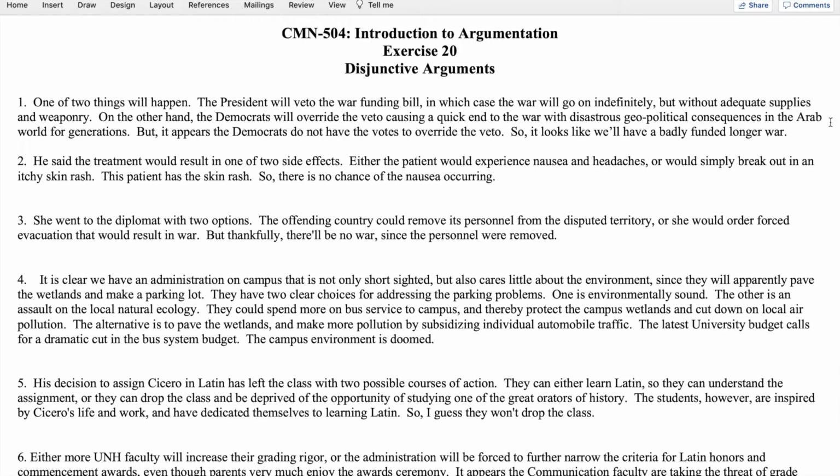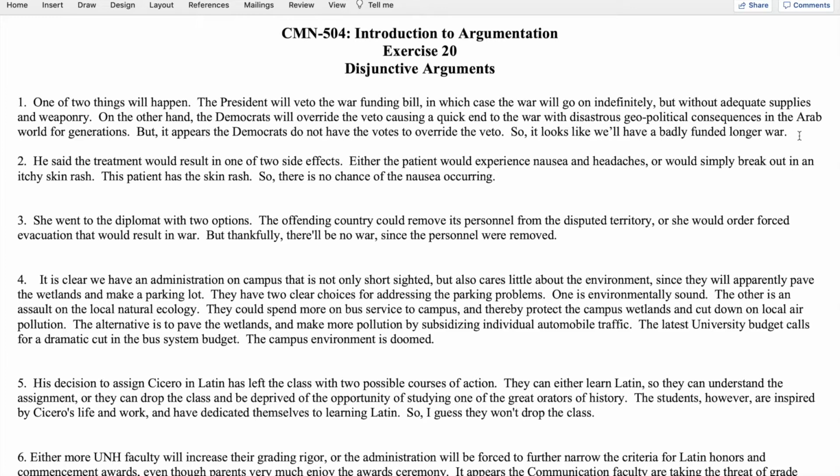So as we proceed, let's take a look at number 1. One of two things will happen. The president will veto the war funding bill, in which case the war will go on indefinitely, but without adequate supplies and weaponry. On the other hand, the Democrats will override the veto, causing a quick end to the war with disastrous geopolitical consequences in the Arab world for generations. But it appears the Democrats do not have the votes to override the veto, so it looks like we'll have a badly funded, longer war.